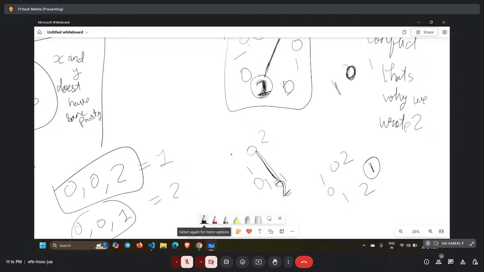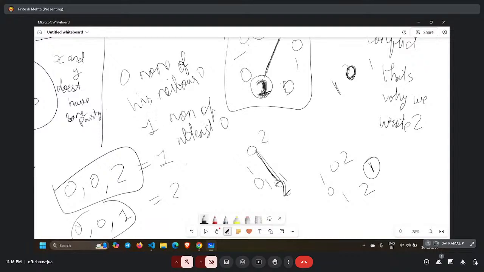For 0, if none of his neighbors is 0, then it holds. For 1, none of his neighbors should be 1 and at least one of its neighbors must be 0. But here that doesn't apply because both of his neighbors are 2. So max here would be 0, but it is 1. So what we can do, we can change it to 0. And now this will not hold true.